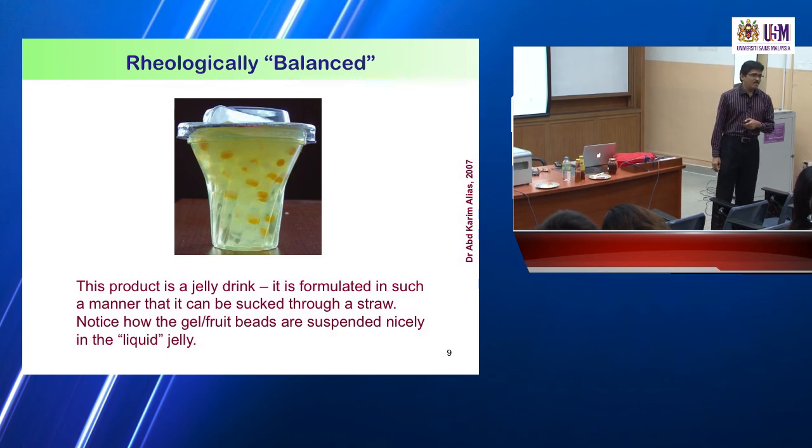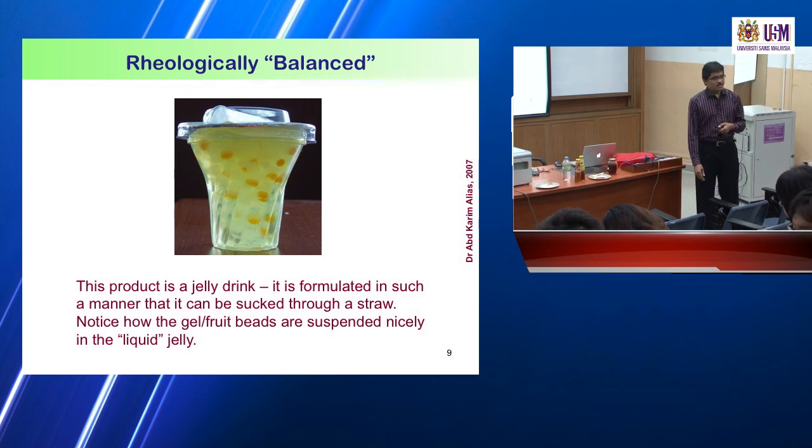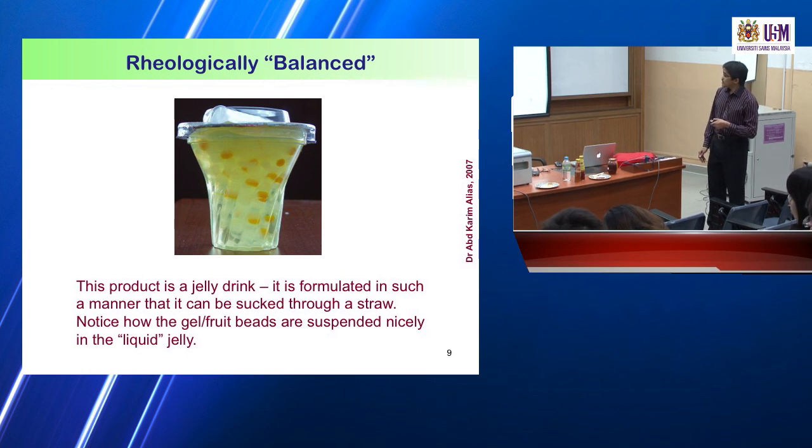I have not seen this product in the market nowadays. Maybe not very popular, but a few years ago, we could find this in our supermarket. So this is actually a jelly drink. Have you tried this? No? Now you don't see this in the supermarket. But maybe in a different form, I don't know. But these are actually particles or fruit bits. It's actually a gel or fruit bits, and it is suspended in this liquid. Yeah? It doesn't actually precipitate down here. So it's just suspended there.